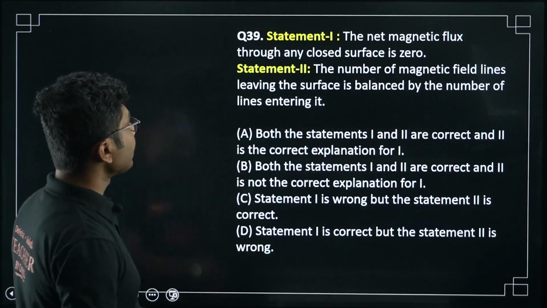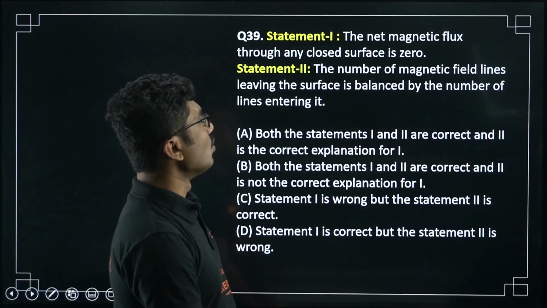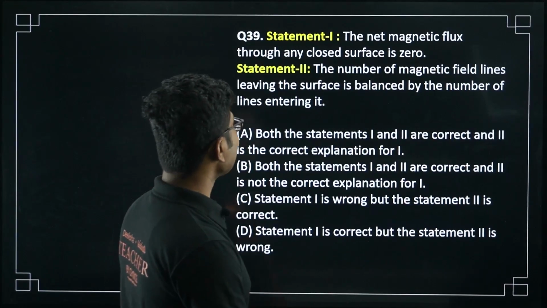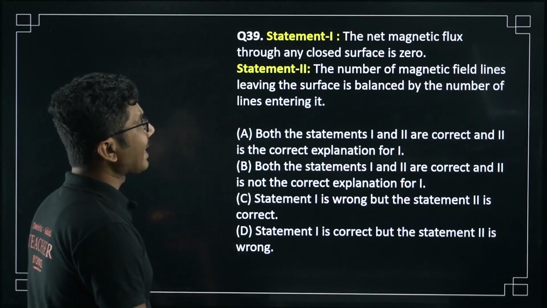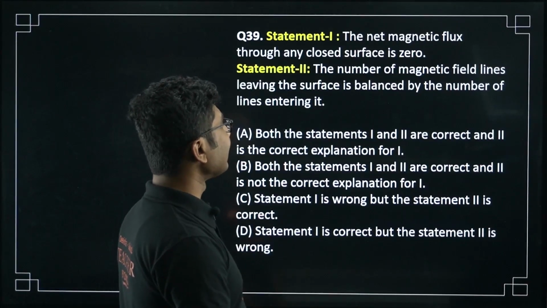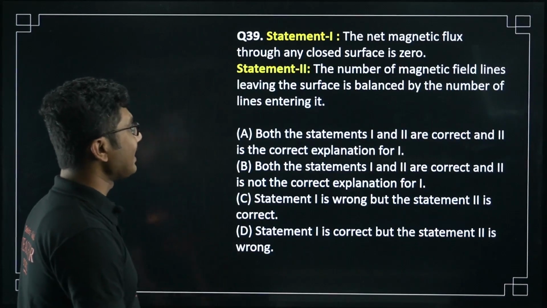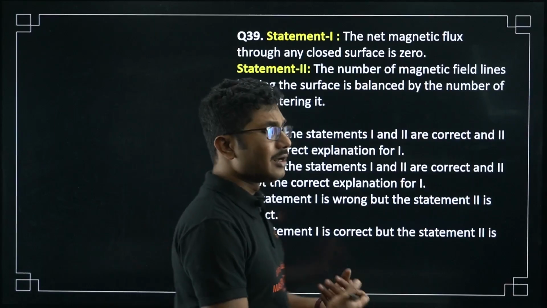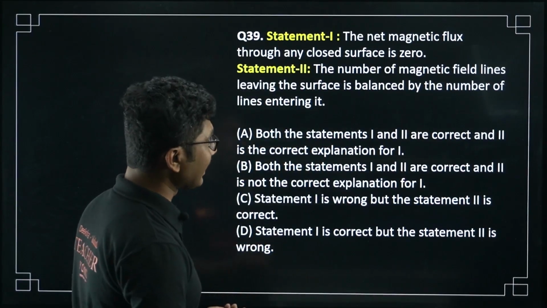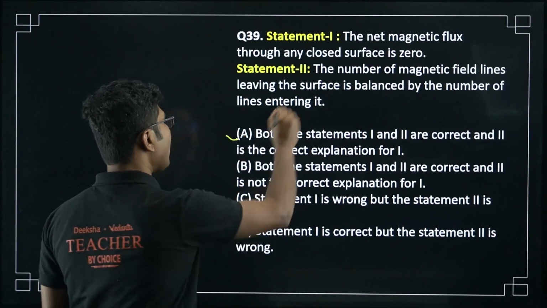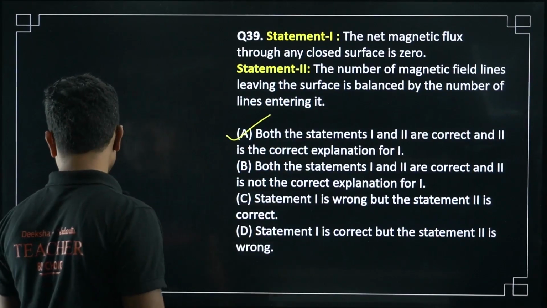Okay. Next question, statement 1, statement 2. The net magnetic flux through any closed surface is 0. The number of magnetic field lines leaving the surface is balanced by the number of field lines entering it. So this is basically Gauss's law of magnetism. Both statements are correct, and statement 2 is the correct explanation for statement 1. So definitely this is a correct statement.